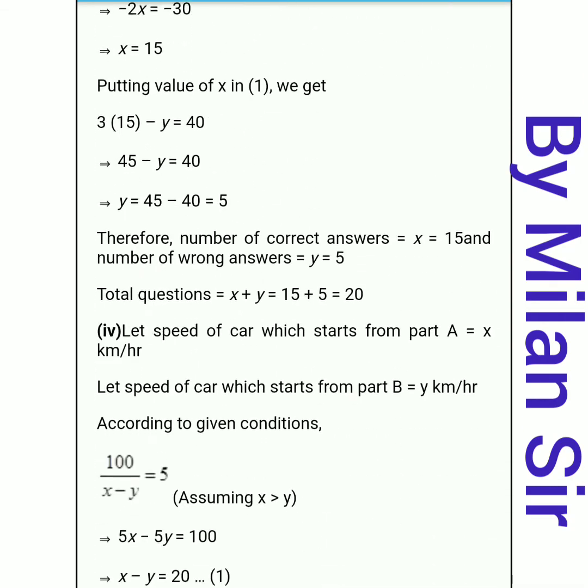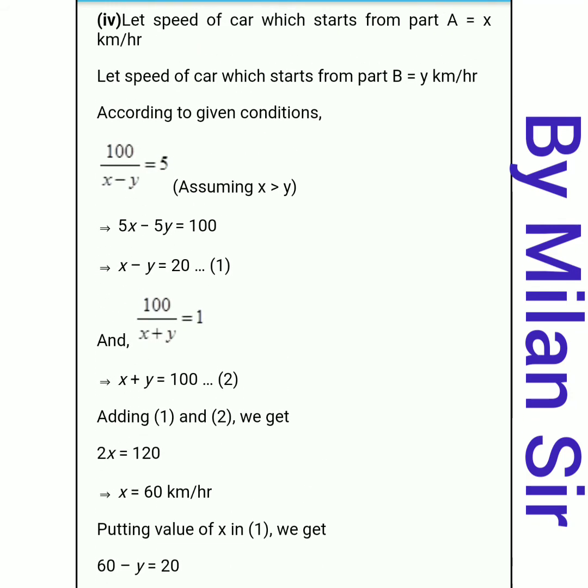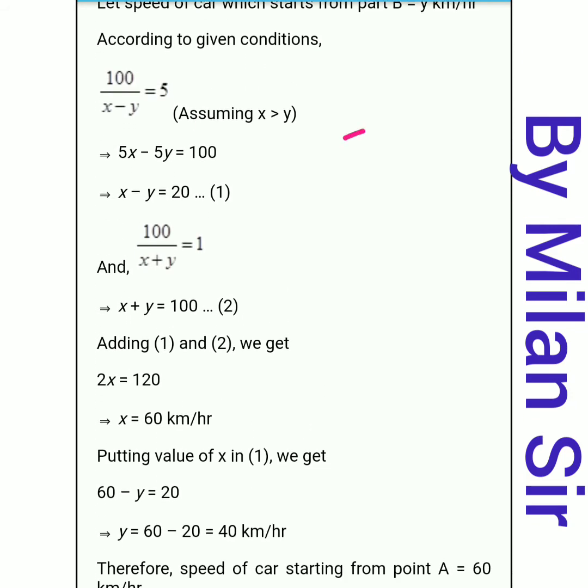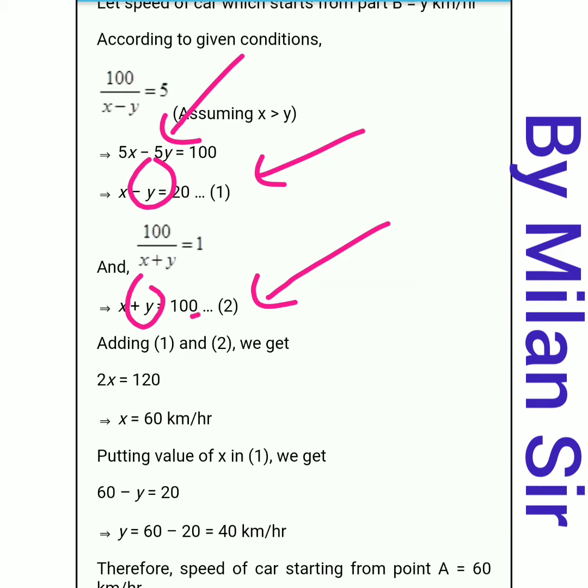Right? Our two equations are ready. X minus y is equal to 20. X plus y is equal to 100. Now in the first and second equation, y is the same, and in the first equation y has a negative sign, in the second equation y has a positive sign, so it is easy to use the elimination method.